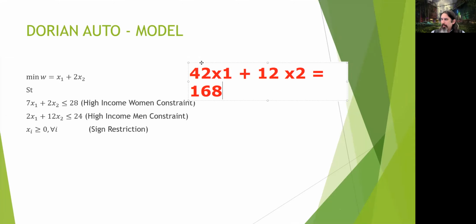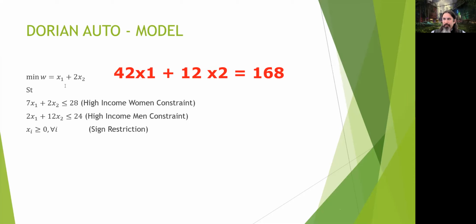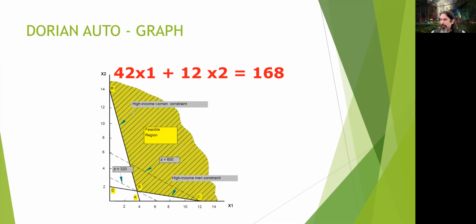Kısıtların çarpılması kısıtın şeklini değiştirmiyor. Bunu istediğimiz kadar çarpabiliriz, boyutunu değiştirebiliriz, büyütebiliriz, küçültebiliriz. Kısıtın çizildiği şekli değiştirmez. Yani şu 42x1 artı 12x2 eşittir 168 ile şu ikinci tarafta çizdiğimiz şeyin hiç farkı yok.